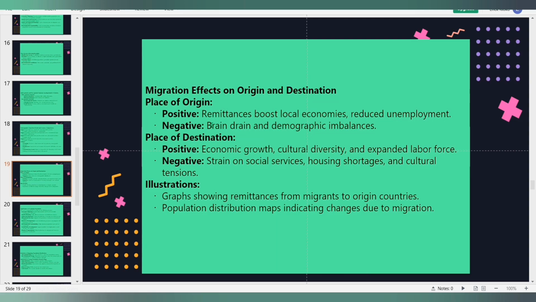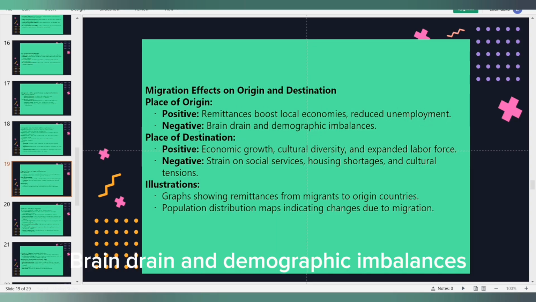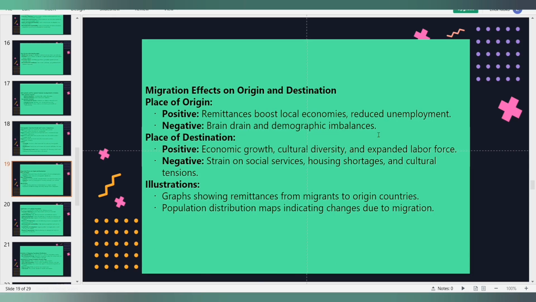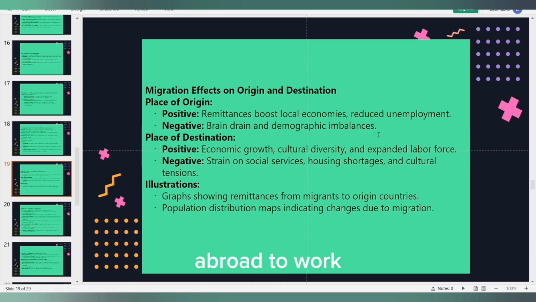Positive effects: remittances boost local economies because when they go abroad, they work and bring some money home. Reduced unemployment because people are going out. Negative: brain drain and demographic imbalances. Another social example: the country educated you, and you went to work abroad. Though you bring remittances, the country is physically drained.